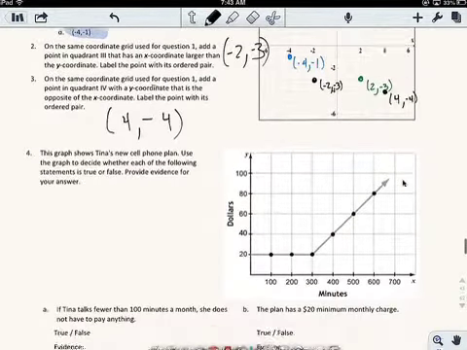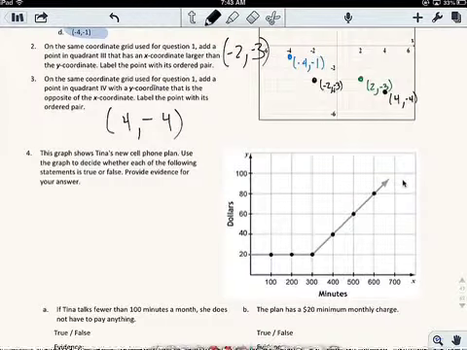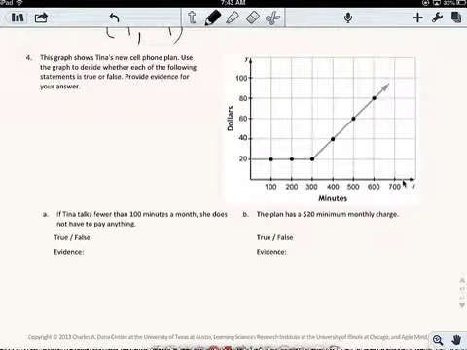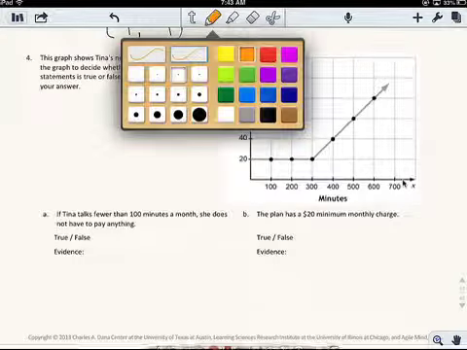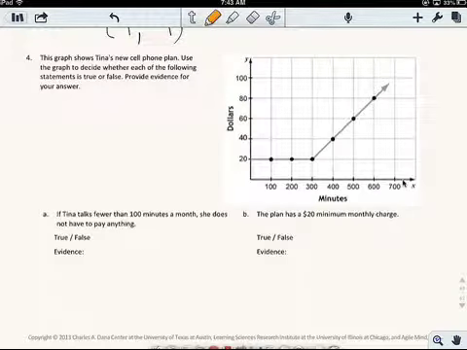Okay. This graph shows Tina's new cell phone plan. Use the graph to decide whether each of the following statements is true or false. Provide evidence for your answer. If Tina talks fewer than 100 minutes a month, she does not have to pay anything. Alright, so fewer than 100 minutes a month. So that would be over here in this section.